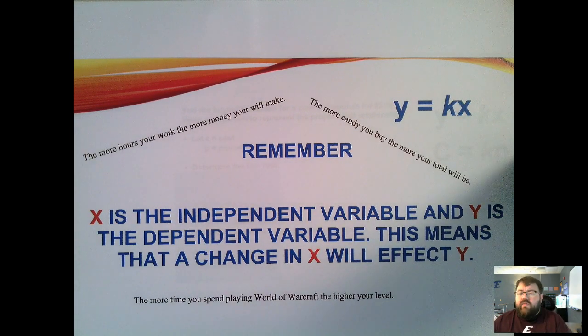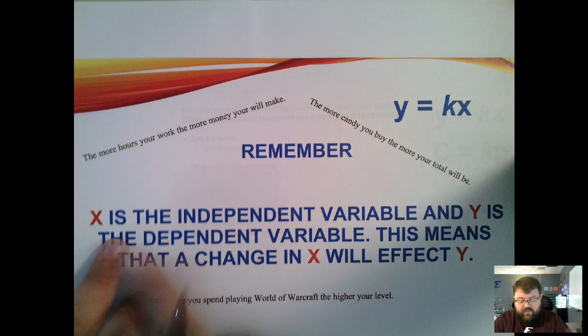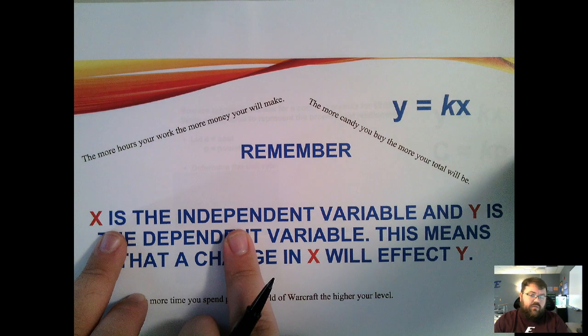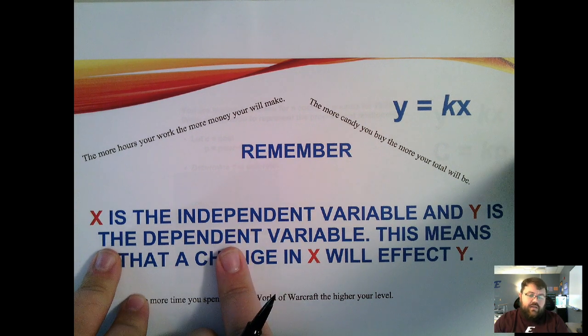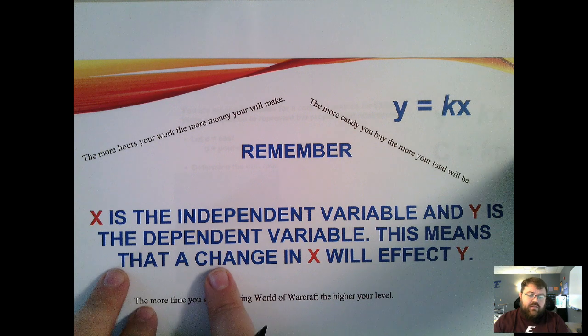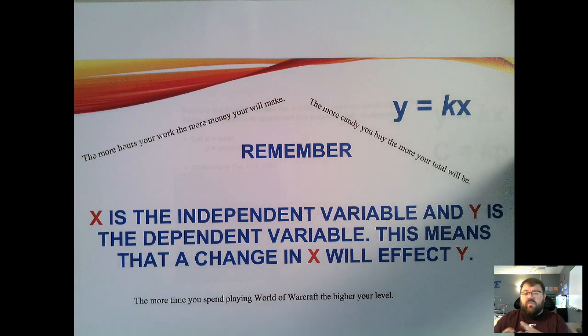All right. Now, when you were in 6th grade and you were talking about the Cartesian plane and graphing on that, what you may have forgotten is the value of x is your independent variable and y is your dependent variable. This means that a change in x will affect y, okay? And as we go through this, we're going to talk about independent and dependent variables and why they change one another.